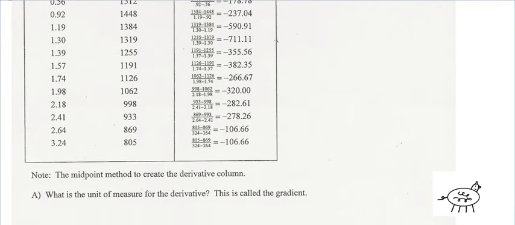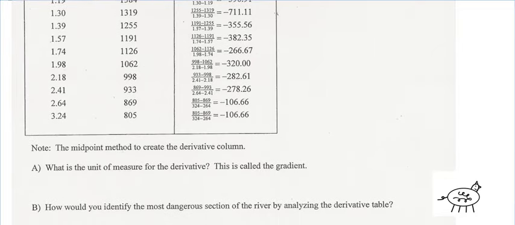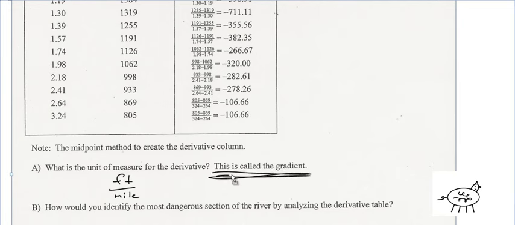Okay, so what is the unit of measure for the derivative? Well, you can kind of look at this. It's pretty easy. The 1577 and 1512 are used, so it's going to be feet on top and miles on the bottom, right? So our unit of measure is feet per mile. Okay, and this is called the gradient.